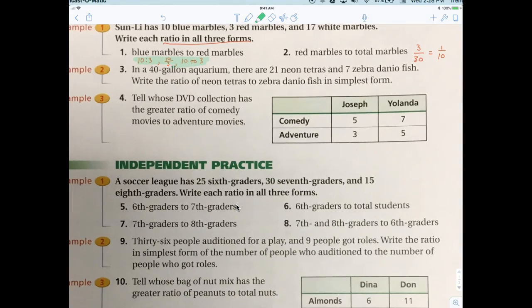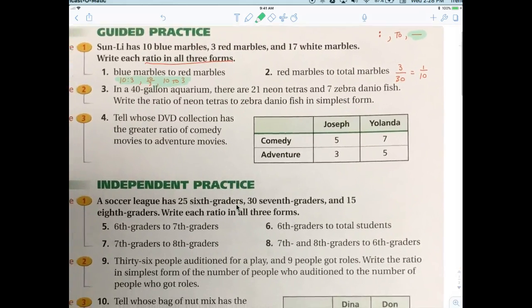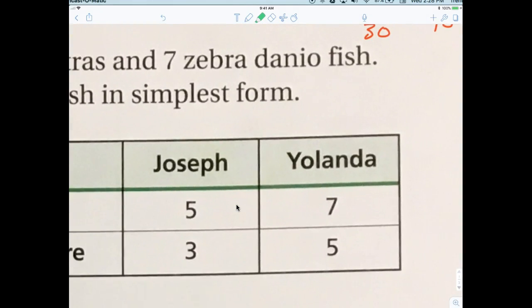In a 40-gallon aquarium, there are 21 neons and 7 zebras. Write the ratio of neons to zebras. So it would be 21 to 7. What's a neon? It's a fish. So it's going to be 21 over 7.